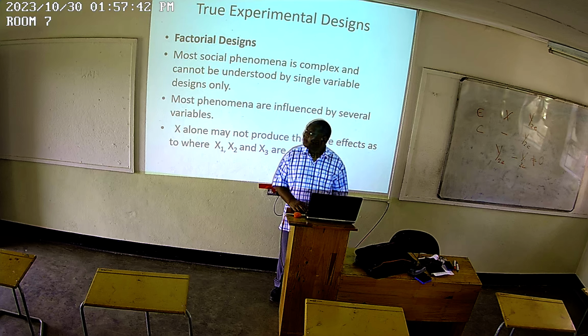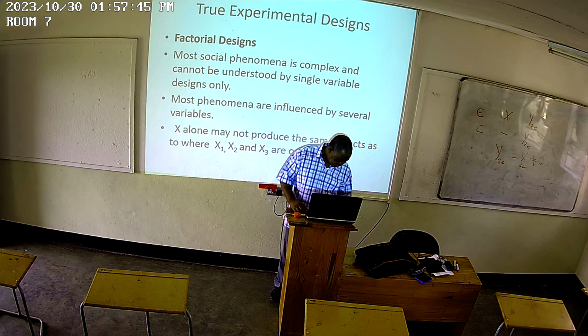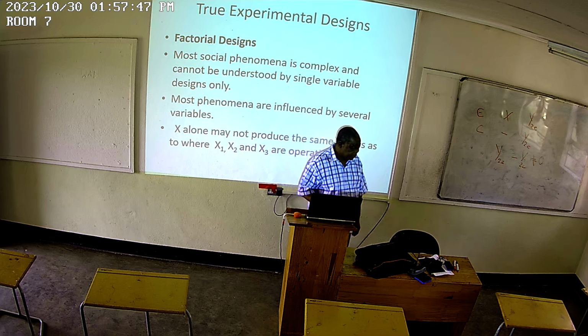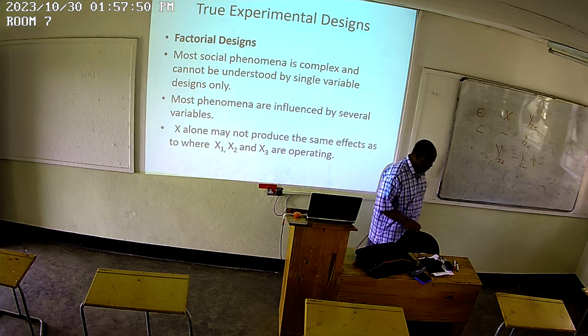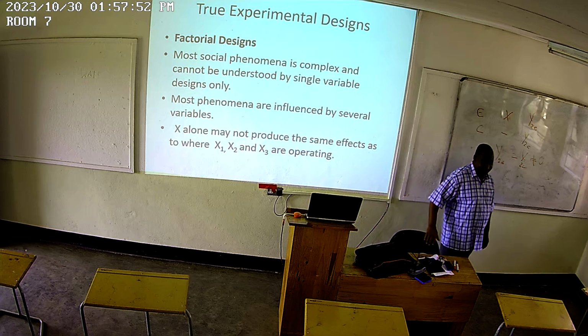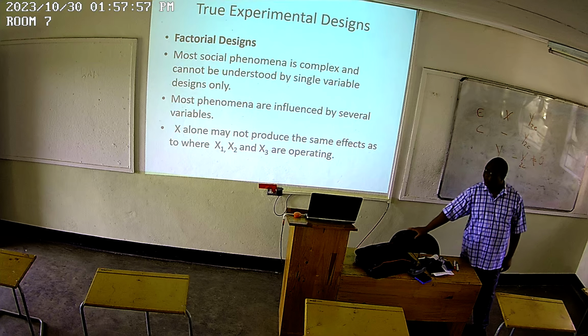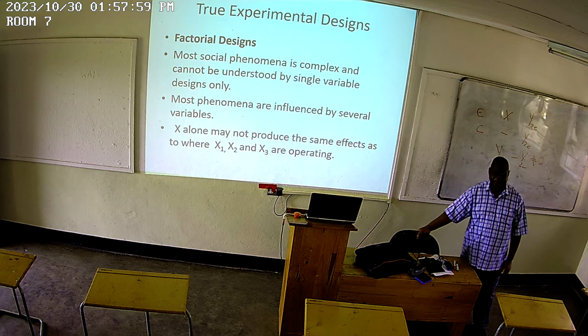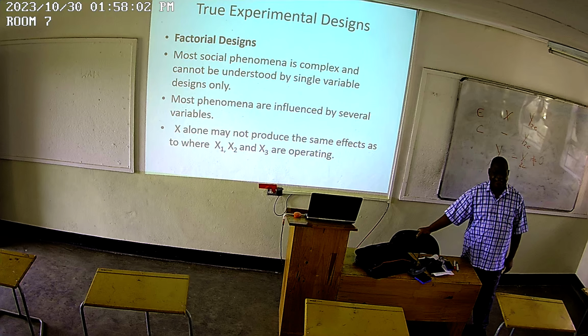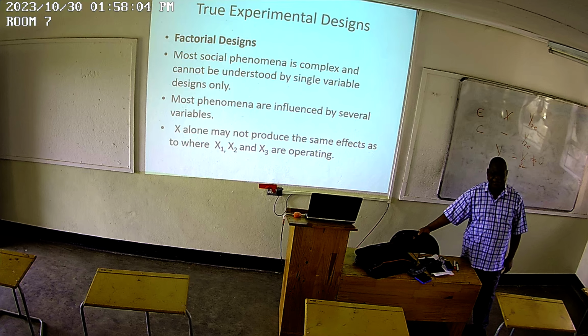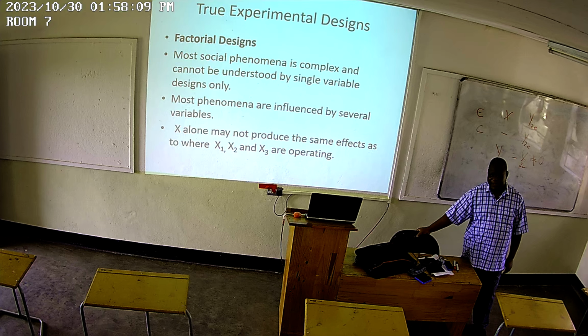Sometimes you can use the factorial design, where in a factorial design, instead of having one treatment, you may have several treatments. These factorial designs are actually very common in social sciences. When you are testing the behavior of people, at any one point in time, people's behavior is affected by several things.